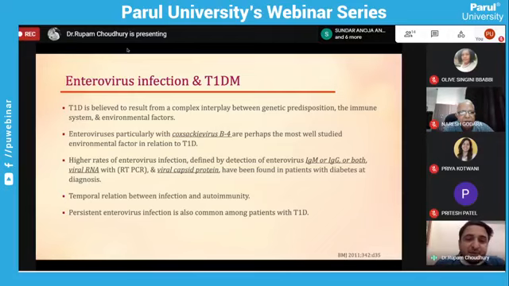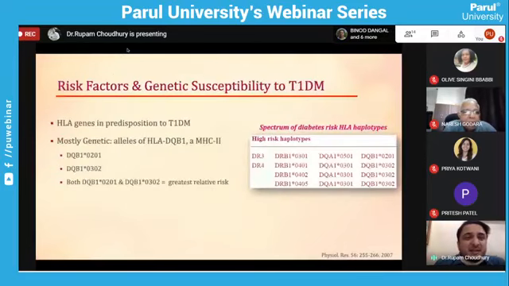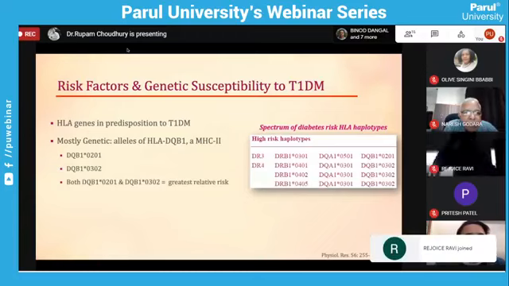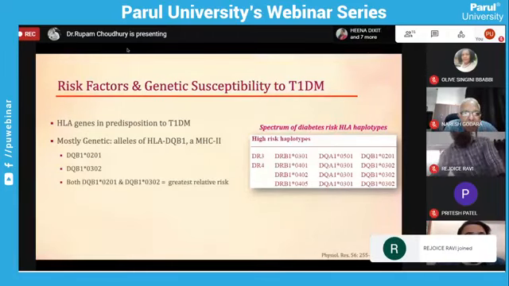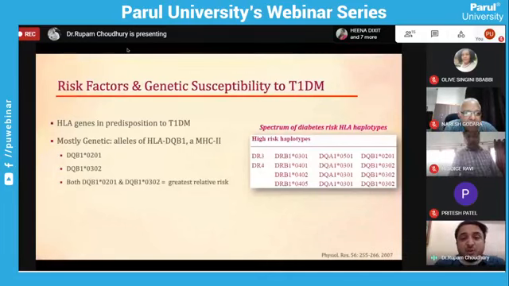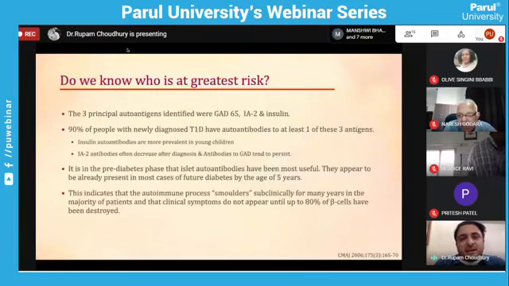A temporal relation between infection and autoimmunity is there, and persistent enterovirus infections are also common amongst type 1 diabetic patients. There is also genetic risk, like HLA alleles, DQB1, and other variant 0302. So these are also related with type 1 diabetes. So how do you know, in a general clinical setup, who has the highest risk or greatest risk of developing type 1 diabetes mellitus?